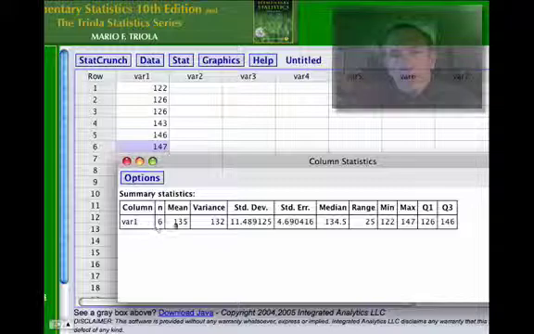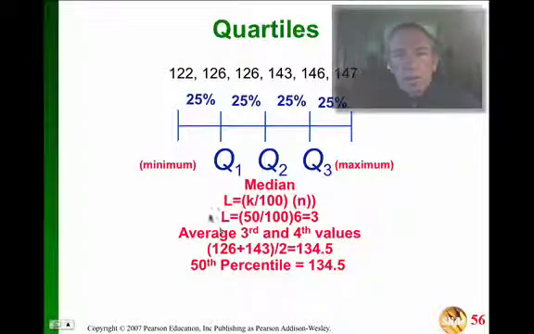I've put the 6 data points into StatCrunch, statistics, summary statistics, and it gives us a median of 134.5, which is really Q2, and 50% of the data is above and below. Q1 it automatically gives us at 126, and Q3 at 146. Let's see how that would be calculated.